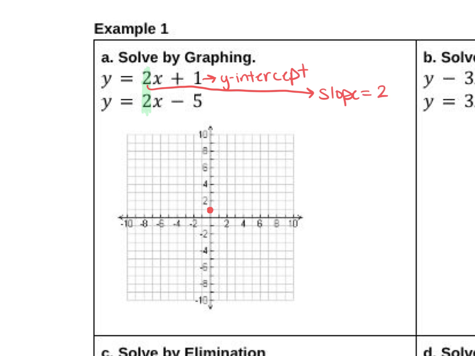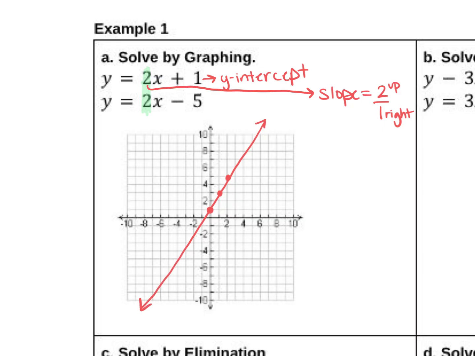Remember, whole number means you're going to put it over 1, and it means you're going to go up or down depending on if it's positive or negative. This one's positive, so we're going to go up and then always to the right. So we're going to go up 2, right 1, put a dot. Up 2, right 1, put a dot. So this is your first line.